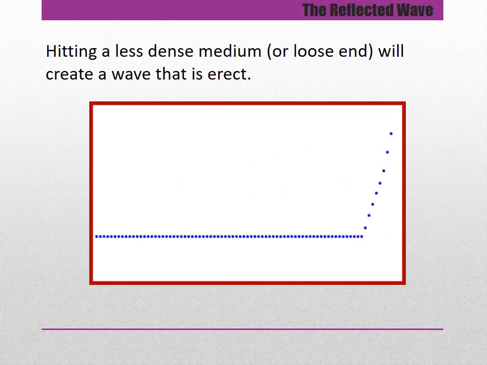Hitting a less dense medium or a loose end will create a wave that is erect. So if the person I'm sending the wave down to is very weak and has a spaghetti arm, when I send that wave down, I might throw their arm around and the wave would come back on the same side.